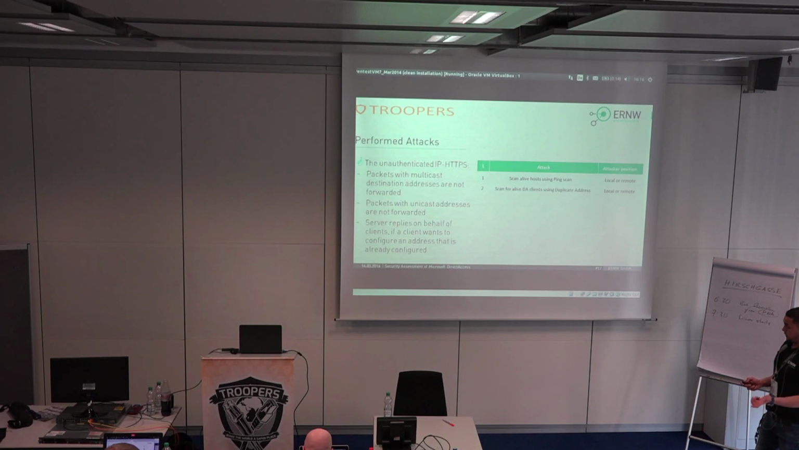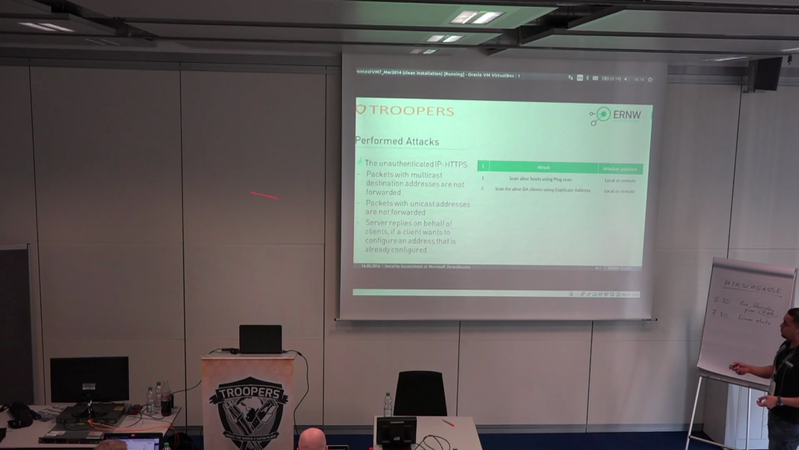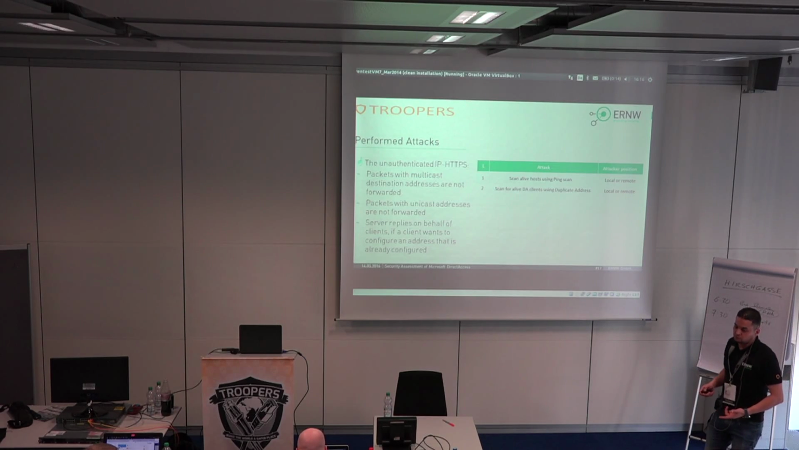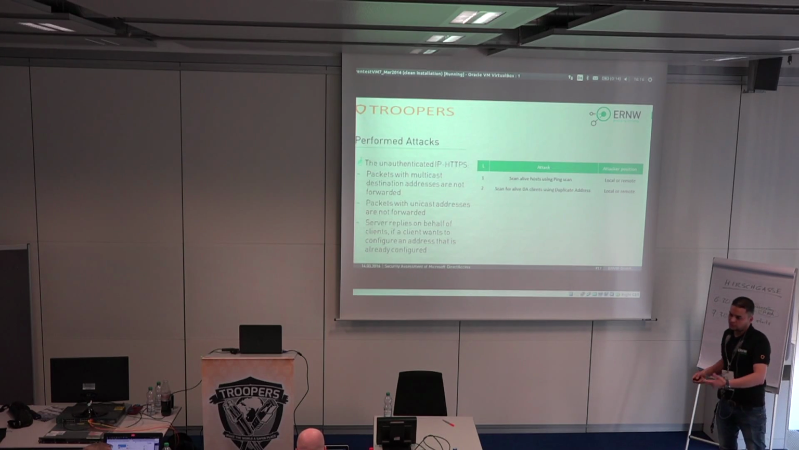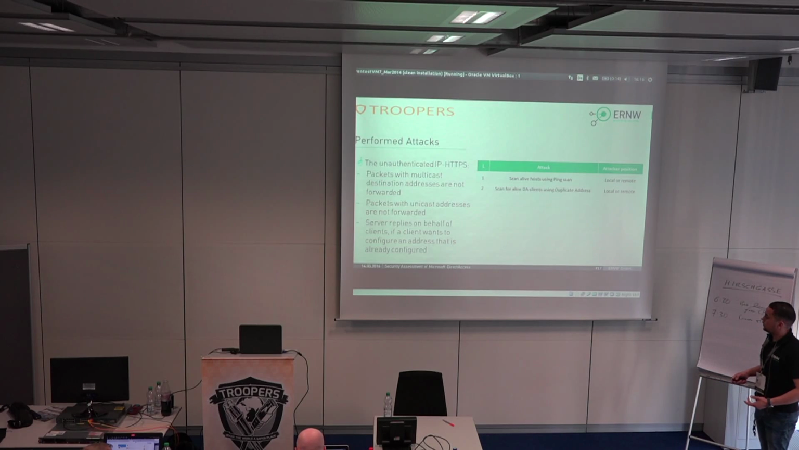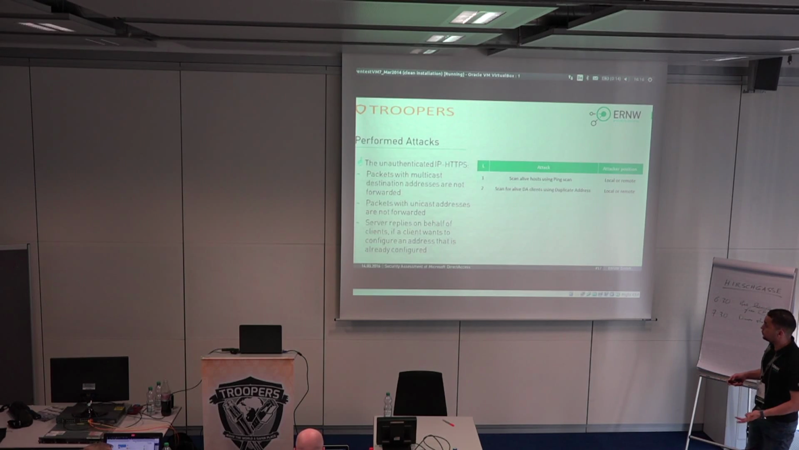And also, the attacker can scan for a live DirectAccess client because at this point, for example, the server replies on behalf of clients. For example, in normal IP version 6 networks, when a node wants to configure an IP version 6 address that is already configured on another node, then the other node will answer that this IP version 6 address is already in use.